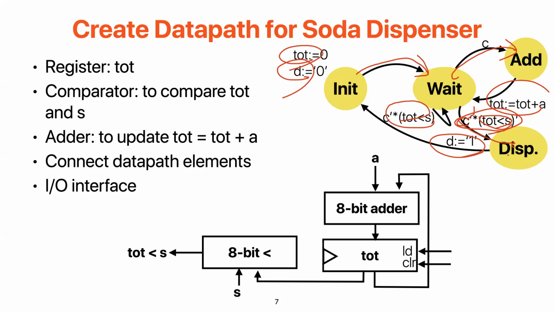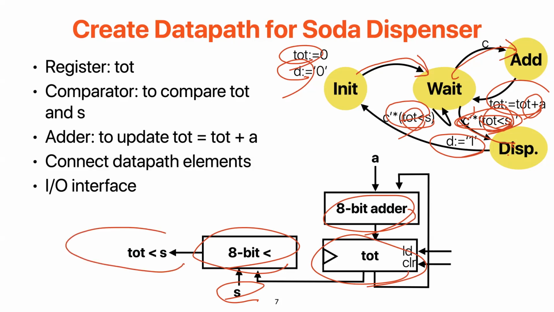And as you can imagine, once you have this high-level state machine, you know, well, I need a total, which requires you to have a register here. And because I have to do addition, you know I need an adder here. Because I want to compare if this thing is smaller than S, I need an 8-bit S here, and I also need S to be another input. In the meantime, you have to output something to indicate if it's smaller than S. So that's the basic idea of the high-level state machine for the soda dispenser.